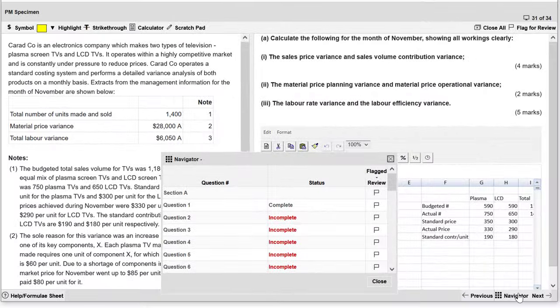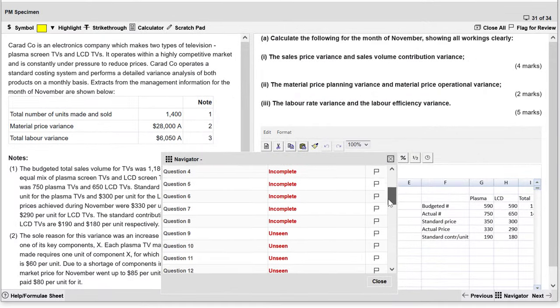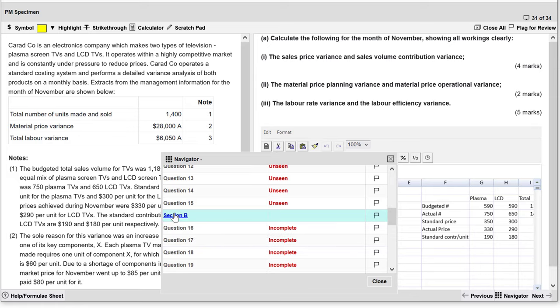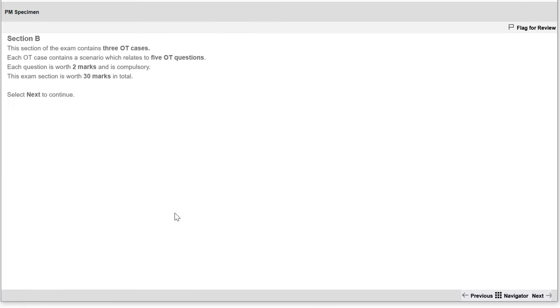When you are done with Section C, you'll go to the most difficult part of the exam, Section B, where you will find 3 short scenarios. Each short scenario has 5 questions attached to it. Give yourself 17 minutes per Section B scenario. You're not going to finish all 5 questions. If you can get 4 of them done, that's fine.